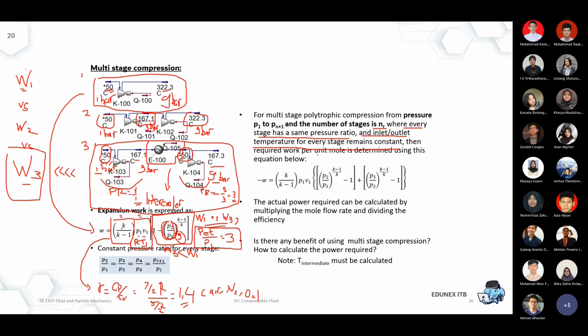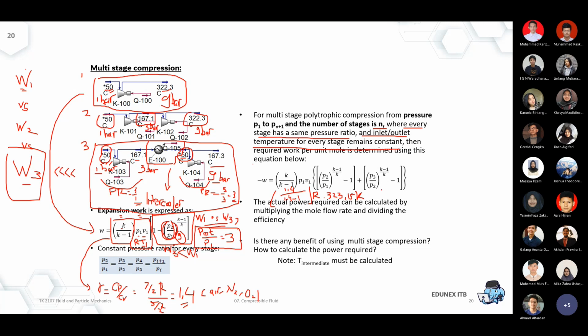Then the required work per unit mole is determined using this equation. Okay, so over here, if we are working with adiabatic diatomic gas, we just simply have to put the number 1.4 per 1.4 minus 1. Okay, then P1 V1 can be changed into RT1. T1 here is 50 degrees C. That means what's the number? 323 Kelvin. 323.15 Kelvin.